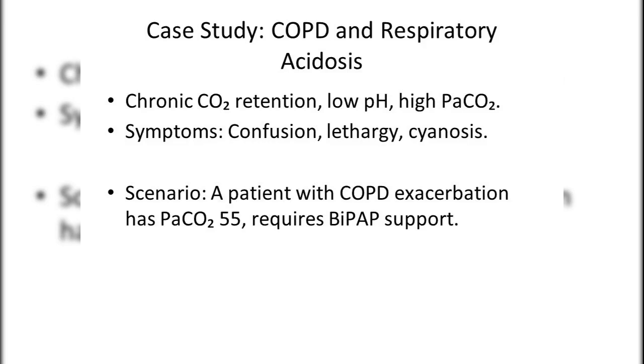Chronic CO2 retention in conditions like COPD can lead to respiratory acidosis, characterized by low pH and high PaCO2. Symptoms include confusion, lethargy, and cyanosis. A patient with a COPD exacerbation might have a PaCO2 of 55 and require BIPAP support.